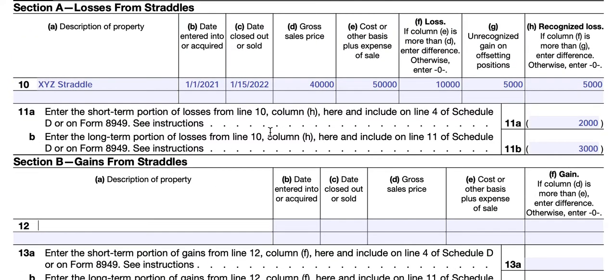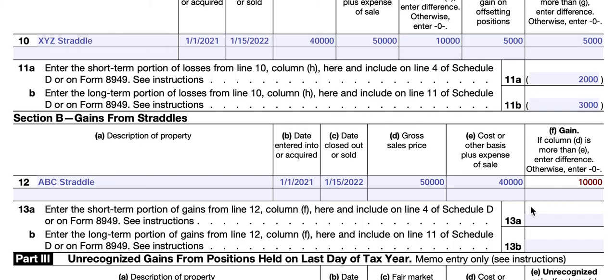So let's just say that we had another straddle. This was ABC straddle. And we also entered into this contract on the same date, and then we closed it out on the same date. And we sold this for $50,000. Our cost or adjusted basis was $40,000, so our gain is $10,000. And then we would go through the same motions here.